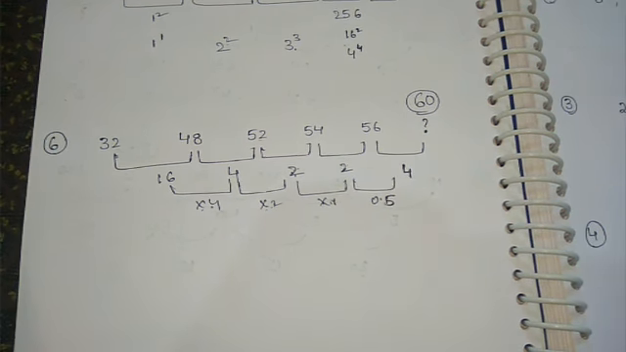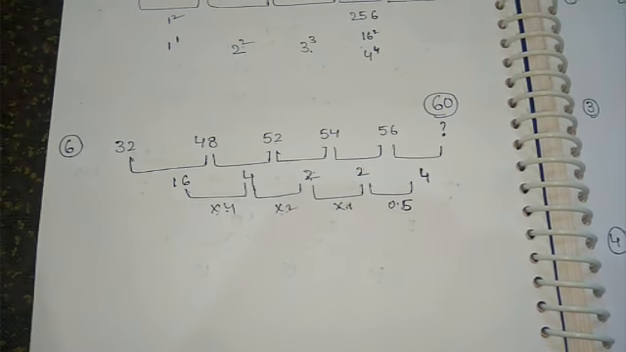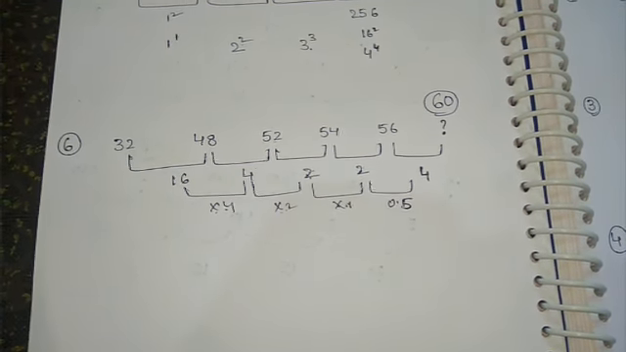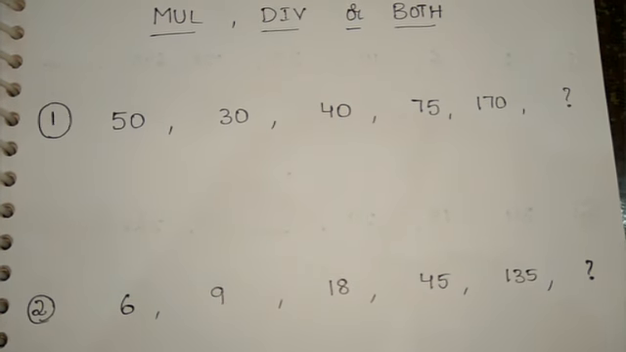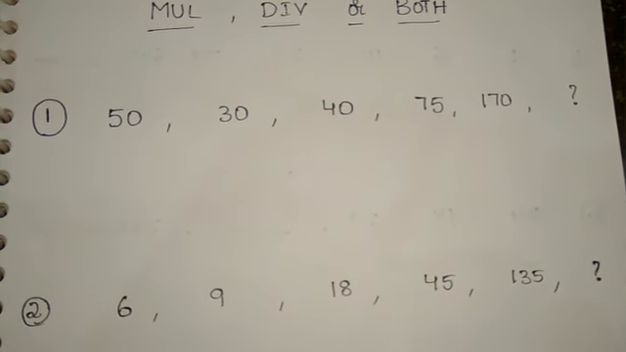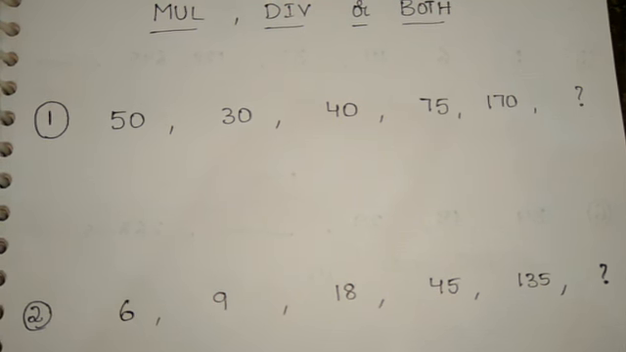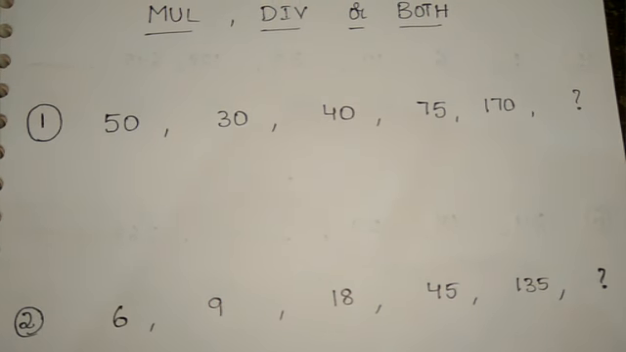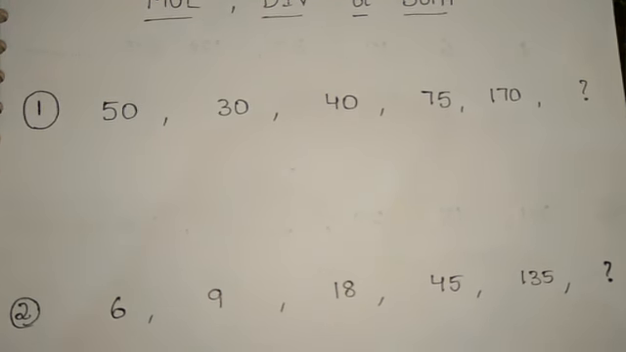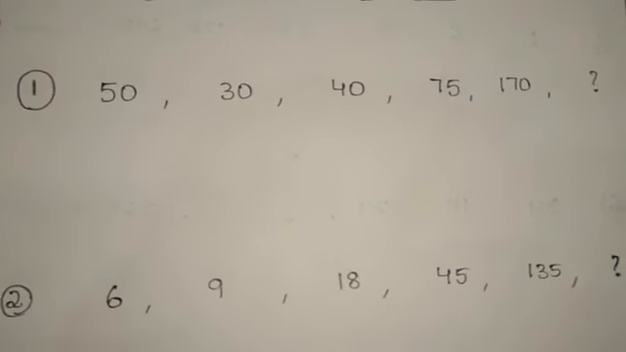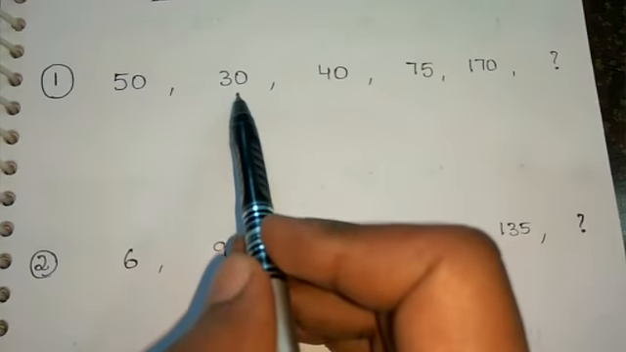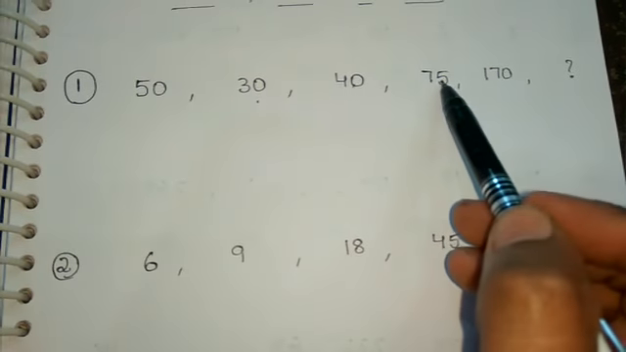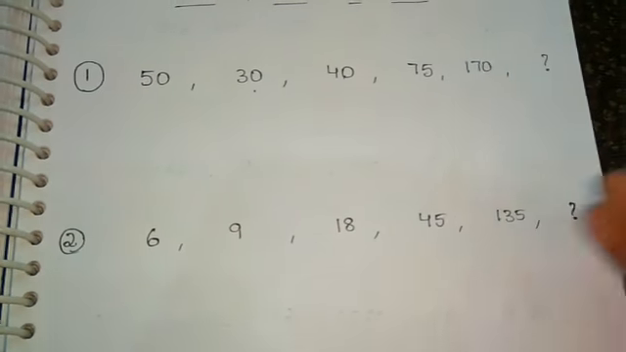So now we are going to see multiplication, division or both. We are going to see the series in which we can find how to find whether multiplication or division or both are going on in that series. Seeing the first example: 50, 30, 40, 75 and 170.